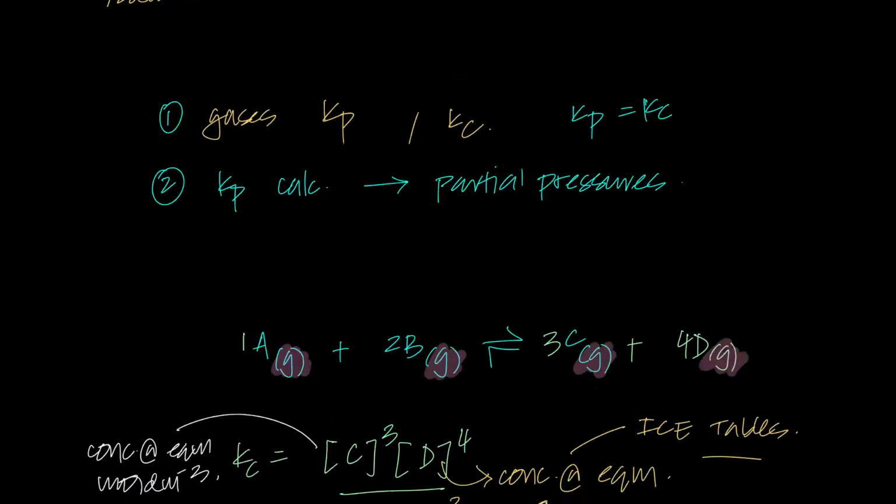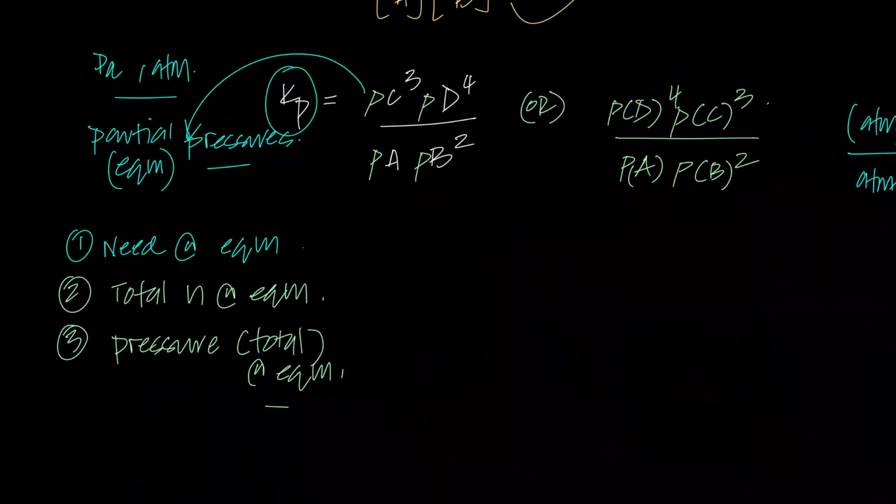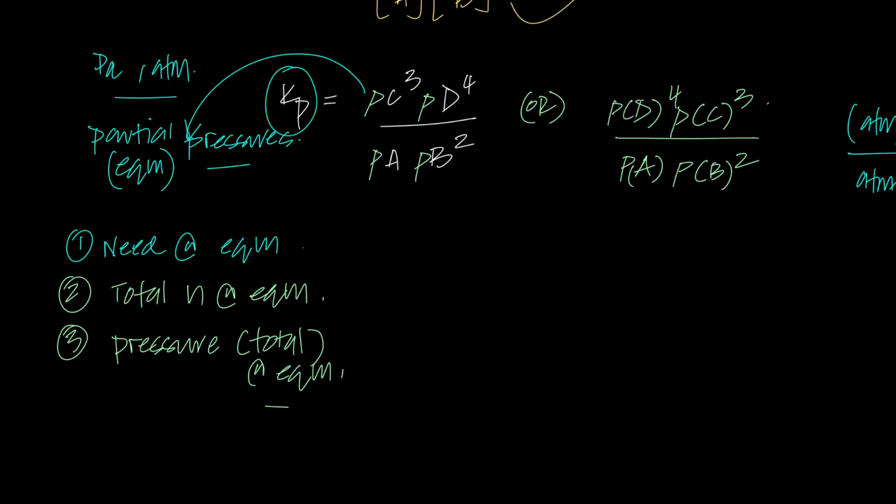How do we end up with the moles at equilibrium? If we are not given moles at equilibrium, how do we end up with them? Right? We end up with them by using our ICE tables. So it's literally ditto. It's the same, no difference whatsoever.